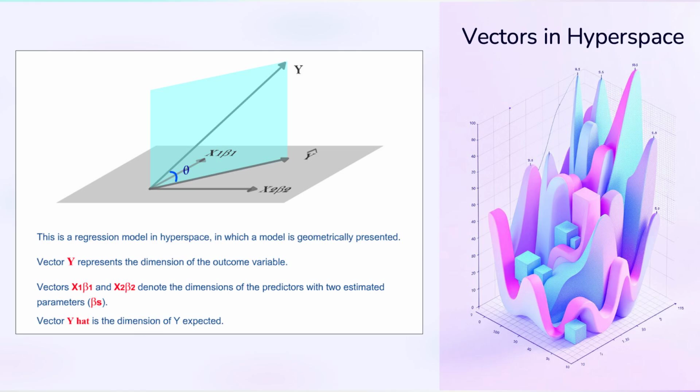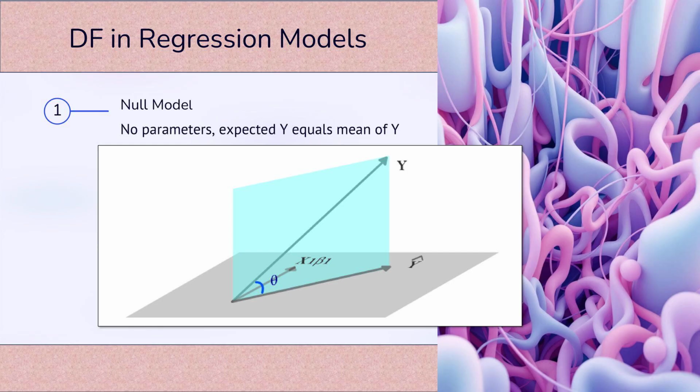In hyperspace, vector y represents the dimension of the outcome variable, whereas vector x1 beta 1 and x2 beta 2 denote the dimensions of the predictors with two estimated parameters. Vector y hat is the dimension of y expected. In this example, the intercept is ignored. In a null model, the number of parameters is set to 0. The expected y-score is equal to the mean of y, and there is no beta weight to be estimated.